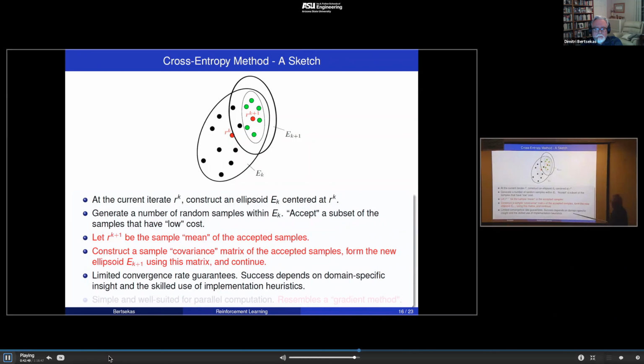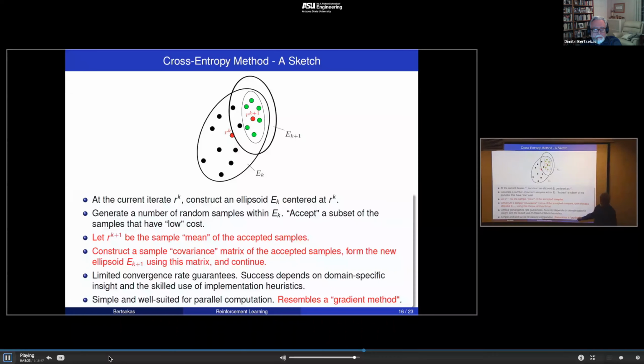Oftentimes, domain-specific insight can be very helpful, heuristics and so on, like a lot of these methods. However, it's very simple to implement. All you need is to be able to calculate function values, right? You need function values to be able to delineate the green points from the black points. And that's all you need. And some elementary software here that you have to write for ellipsoids and so on.